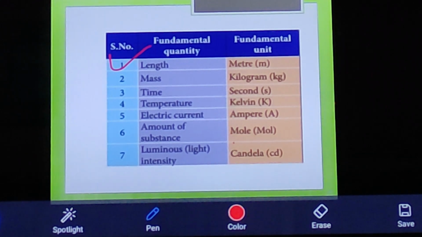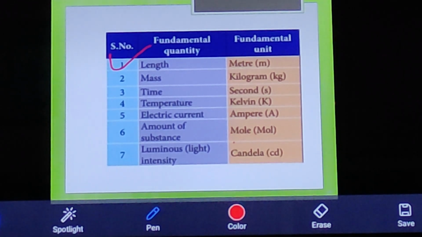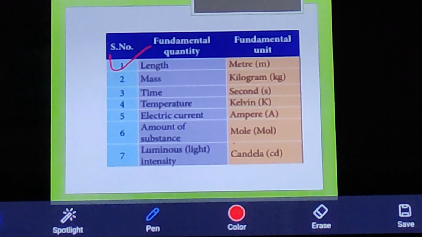First of all, length. If I want to measure the length of a body or a substance, according to the SI system or MKS system we use the meter. We also measure with the centimeter for smaller substances. Why do we use these two systems, CGS and SI, only? Because we can convert from CGS to SI very easily by changing the decimal places only.